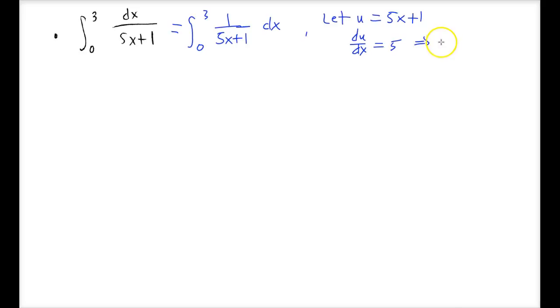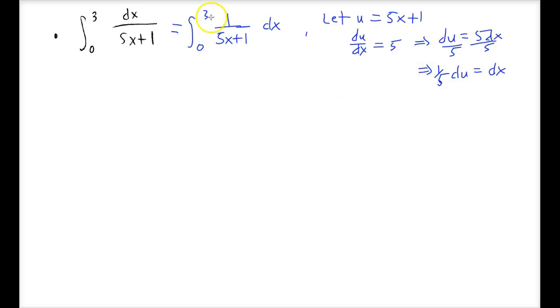And this implies that du is going to equal 5 dx. And if we divide both sides by 5, then we have 1/5 du is equal to dx. So we have a way to replace dx, we can replace 5x plus 1 with u, and we just have a constant of 1/5 that comes out as a result of that.